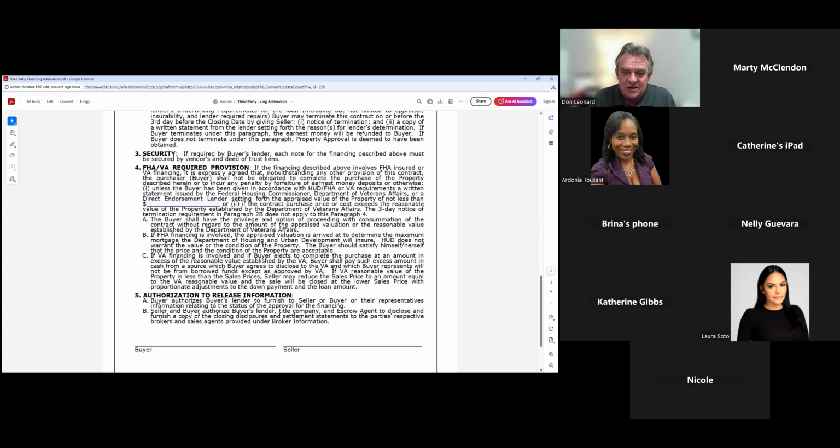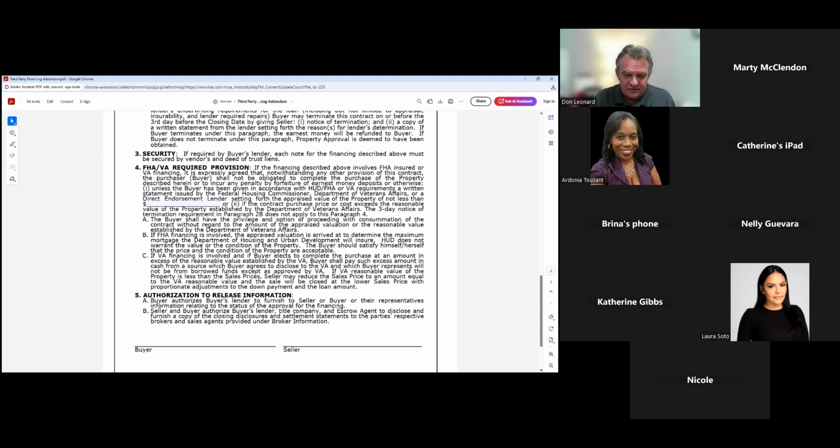If VA financing is involved, and if the buyer elects to complete the purchase at an amount in excess of the reasonable value established by the VA, buyer would have to pay the excess in cash from a source which the buyer agrees to disclose to the VA and which the buyer represents will not be borrowed funds except as approved by VA. In other words, these have to be funds that the veteran has access to, not another loan, because that loan would have to be paid back and that would go against the ratios. So they want to make sure it's money that they have available to them at that time.